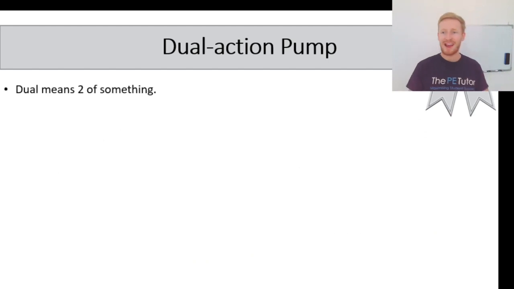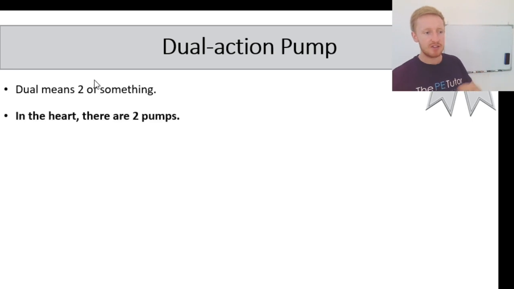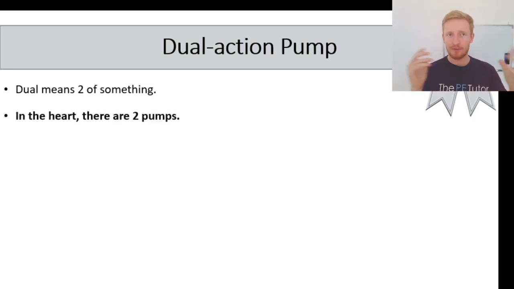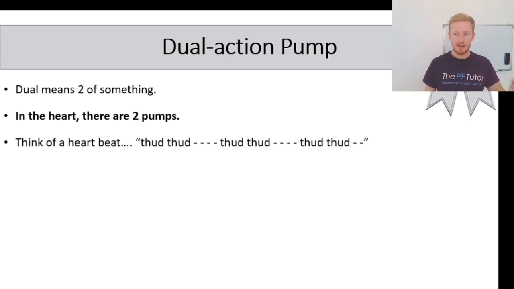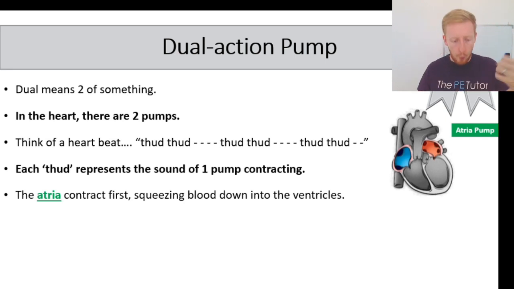So, moving on, we are now going to be looking at this phrase, dual action pump. Now, dual means two. So two of something. And in terms of the heart, there's a couple of different ways that we can describe the heart as having two of something. First of all, it pumps twice. If we think about a heartbeat, there's a thud, thud. There's two separate beats, two separate contractions, two separate stages of a pump. So each pump represents one part of this dual action, the first half and the second half, top and bottom.